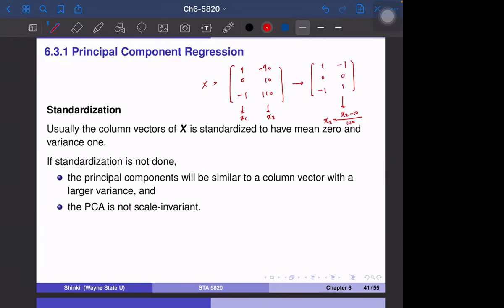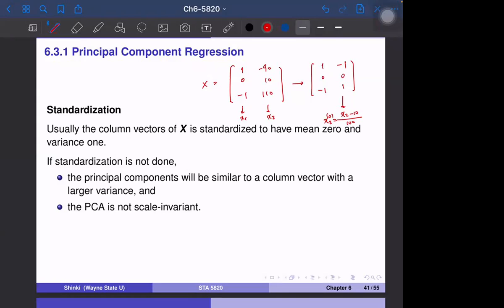x2 something, x2 0 maybe. So we have to standardize it. Otherwise, the principal component analysis just takes the variance and takes the direction of the large one.